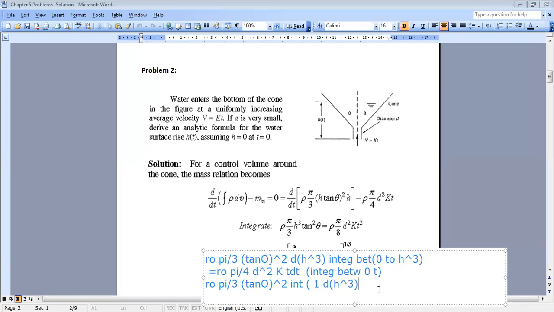Okay. Now, if you are not familiar with this method, you can replace dh cube by what? By 3h squared dh. And dh cube is equal to 3h squared times dh. In this way, you have transformed your integration from function h cubed to function h. In this case, you integrate between what and what? You integrate between 0 and h in this case, okay?